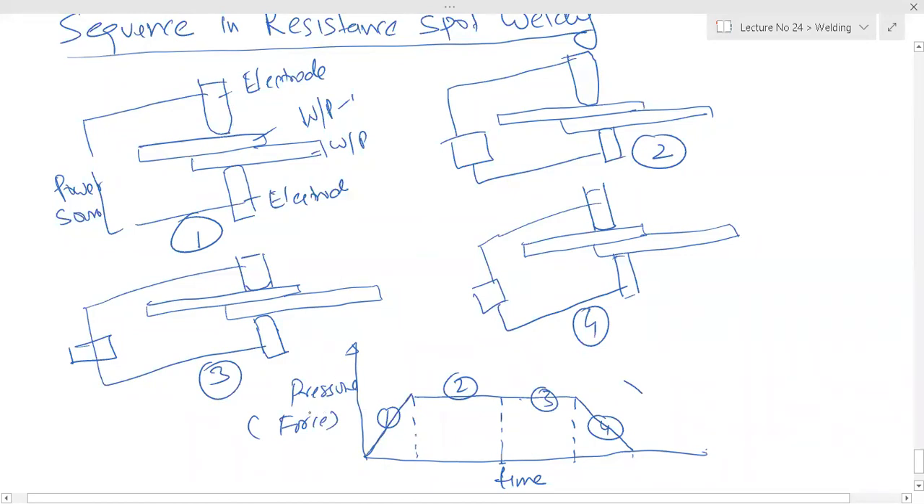Material welding definition we have already discussed: joining of two similar or dissimilar materials, with or without filler material, with or without heat, with or without pressure. So here pressure is used. In fusion, there is no pressure, because the material is melted, it is in a liquid state, but here it is in a solid state. So you are applying pressure first. The first operation is you have to apply the pressure. Then the second operation is current on.